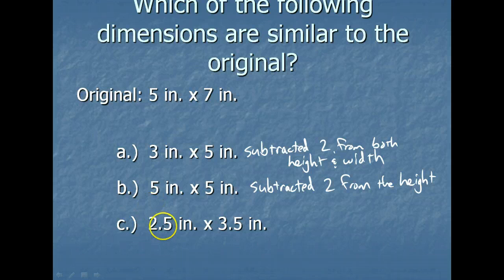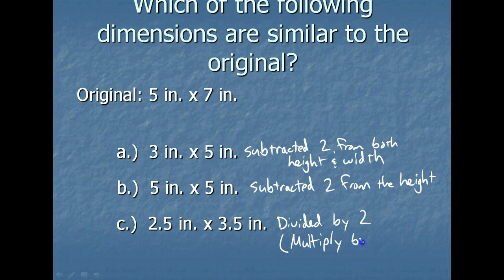And if we look at C, to go from 5 to 2.5 and to go from 7 to 3.5, we've divided by 2. The same as dividing by 2 would be to multiply by 1/2. So which of these keeps similarity? Which of these methods keeps proportionality?